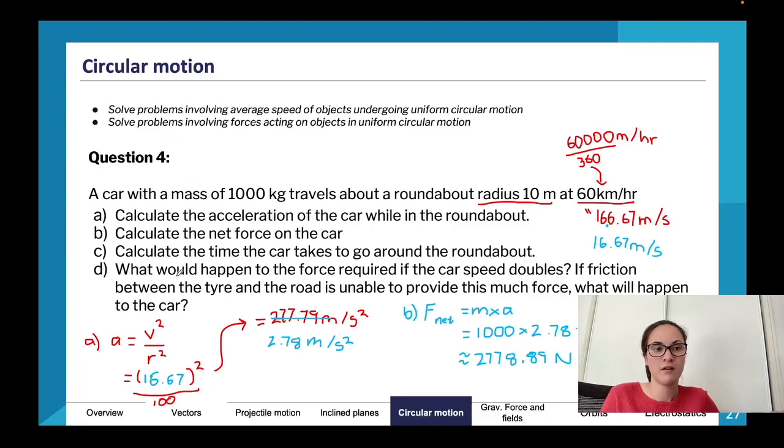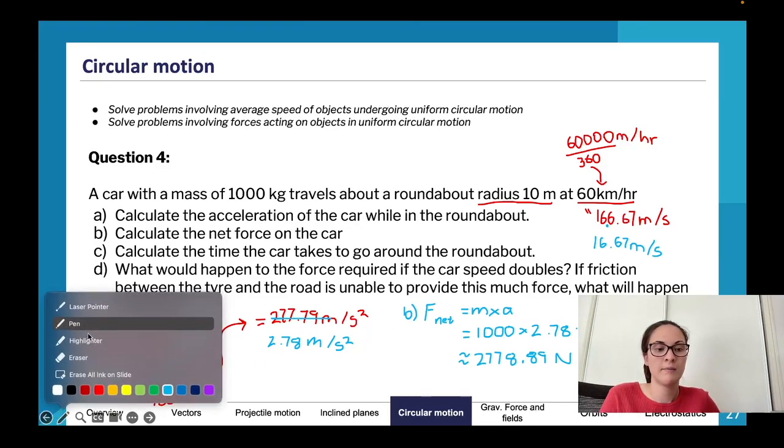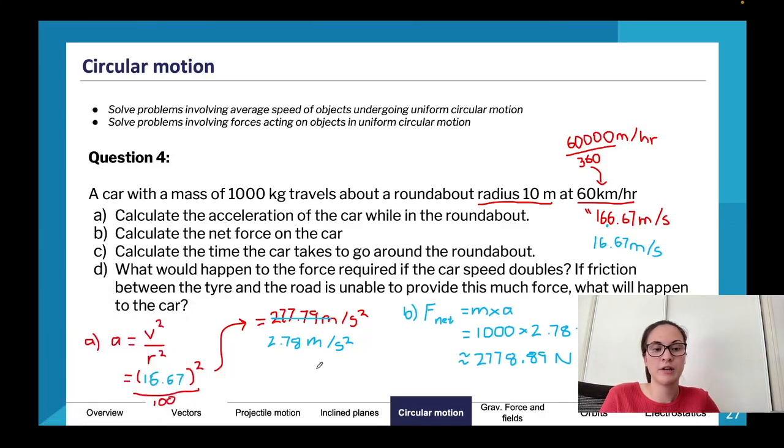Alright. Now we're up to D. What would happen to the force required if the car speed doubles? If friction between the tire and the road is unable to provide this much force, what will happen to the car? Okay, we'll deal with the first part of that question first. And we're going to do it right next to B because it's talking about the force. So I'll get green. And we'll redo it here and see what happens to the force.